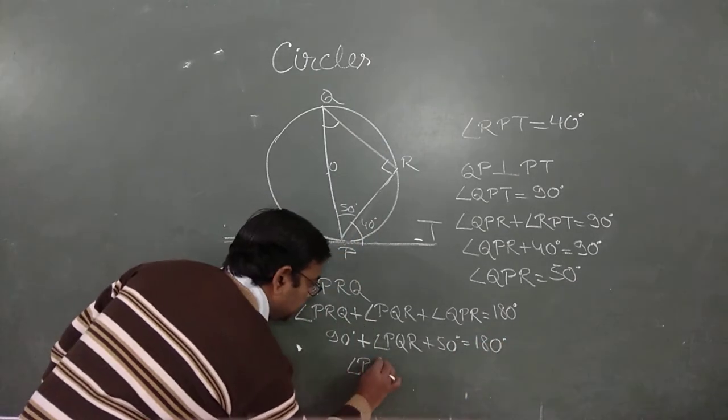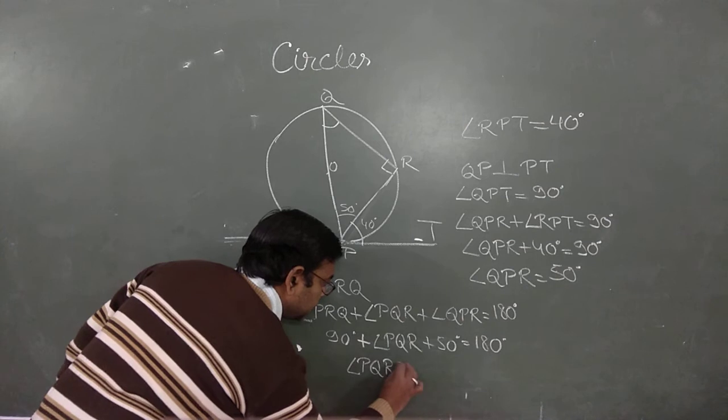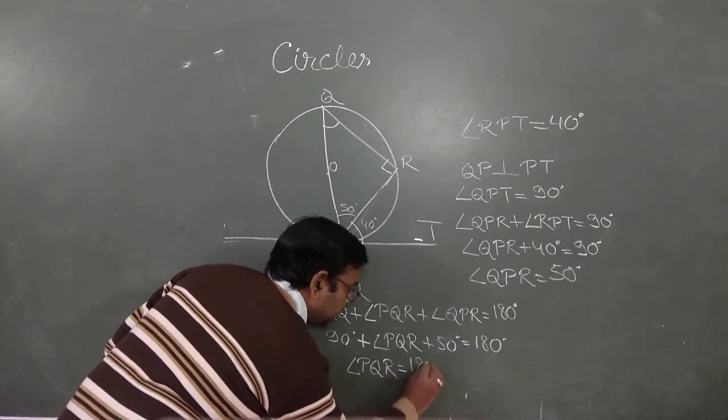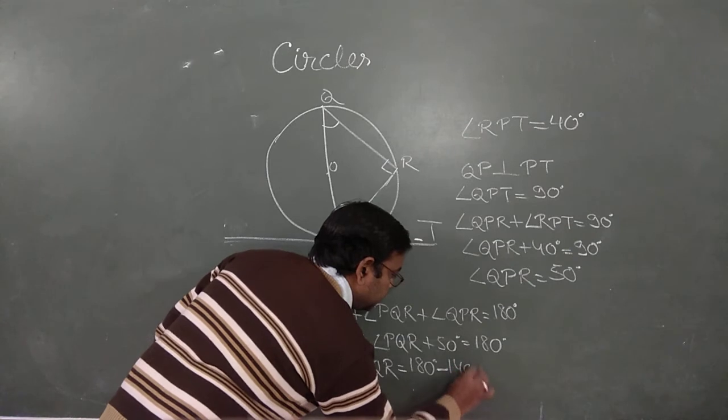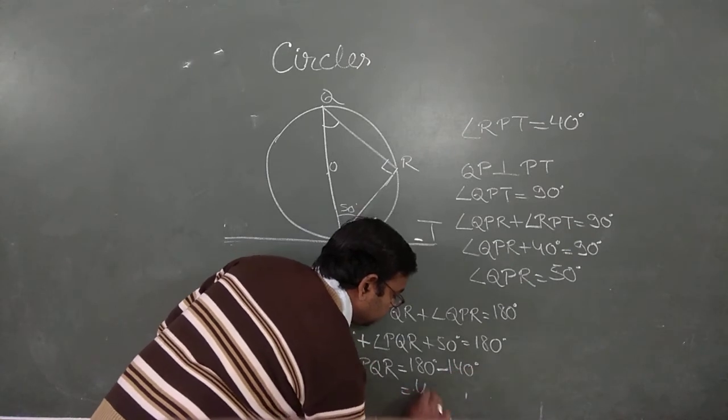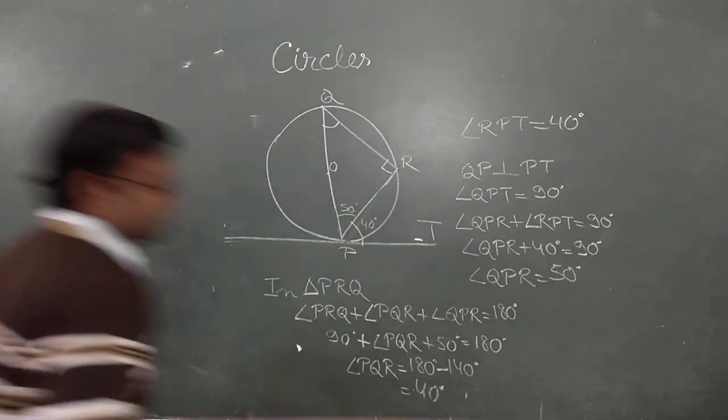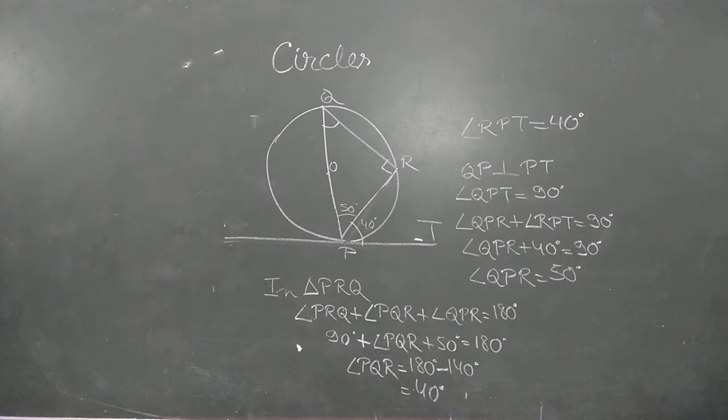Angle PQR equals 180 degrees minus 140 degrees, equals 40 degrees. This is your answer. Hope this thing is clear to you. Move to the next question.